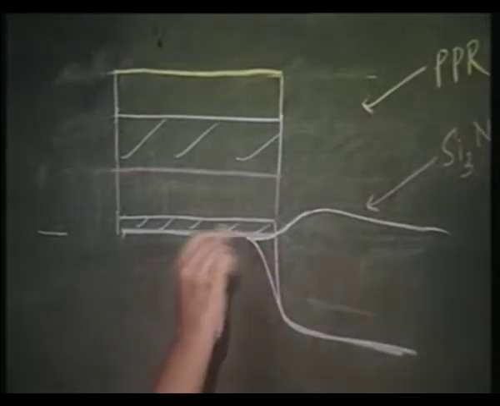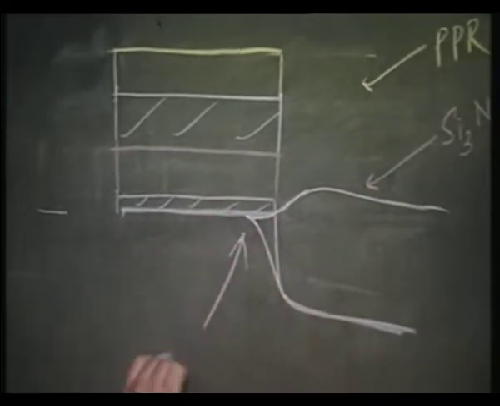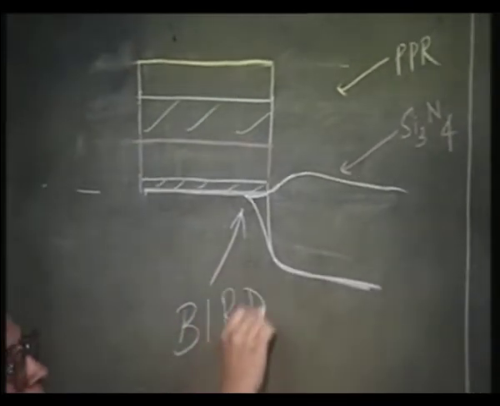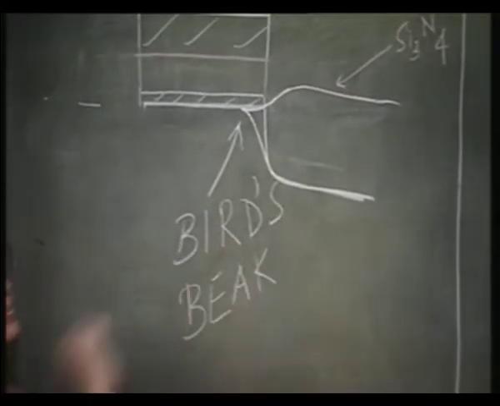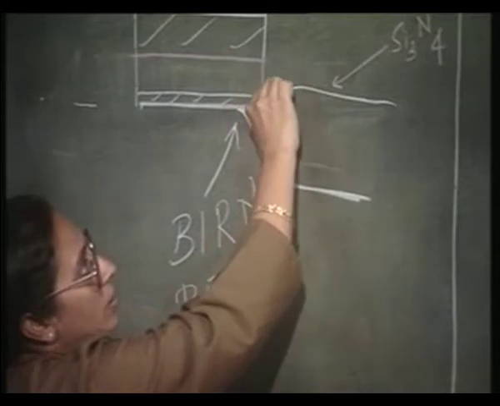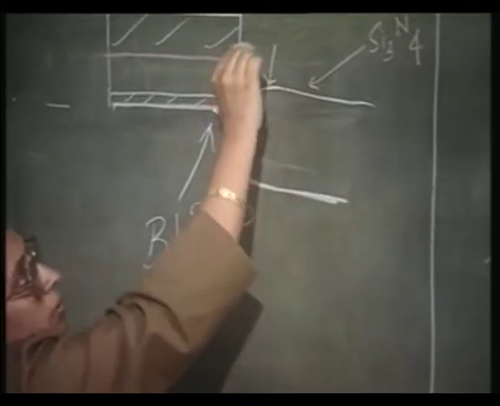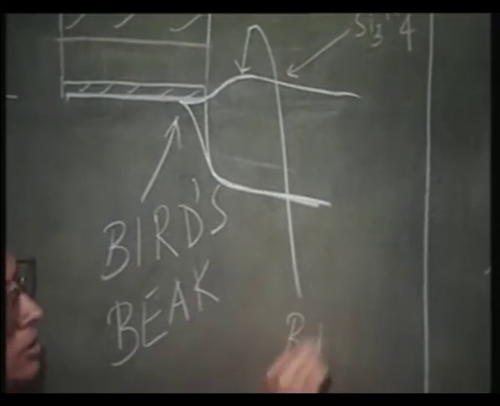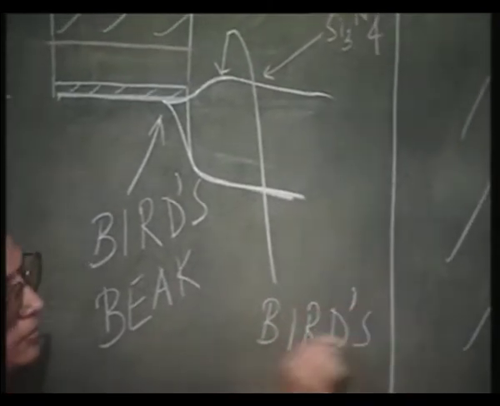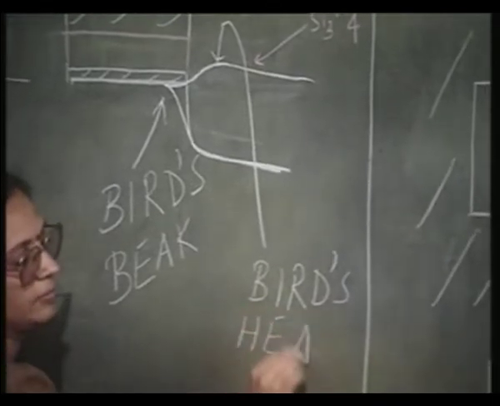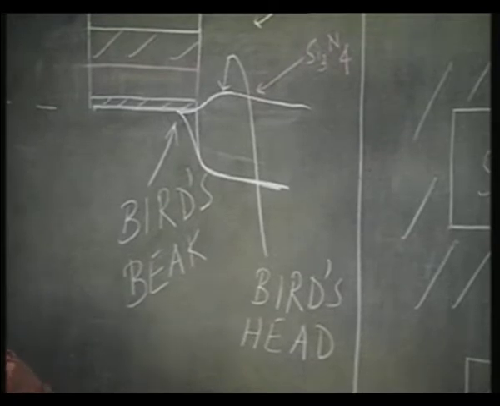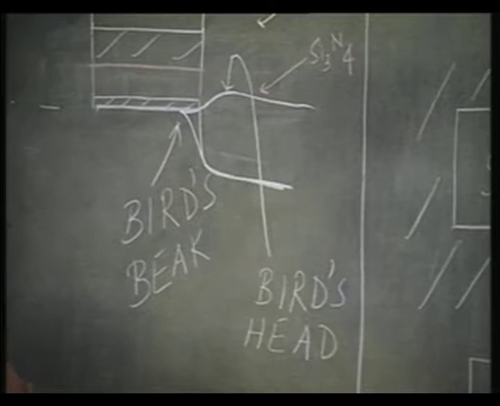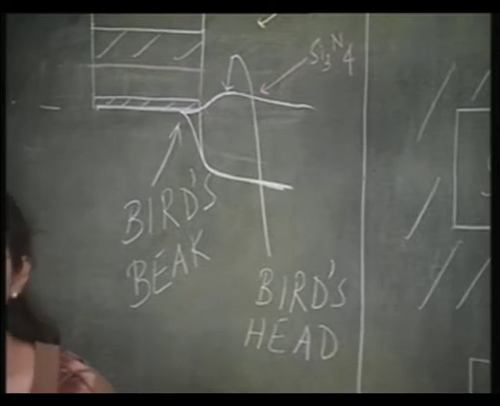This portion is called the bird's beak, because it looks like a bird's beak. And you have a projection here. This is called the bird's head. In different books it is referred to differently, like bird's head or bird's crest or even bird's nest, as if a bird is nesting under the protected region.